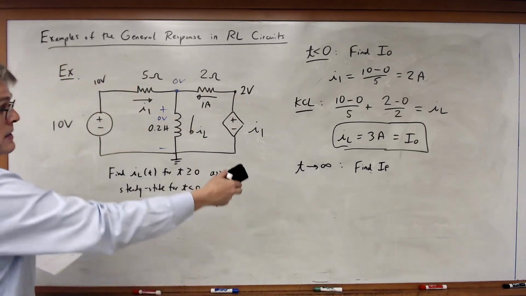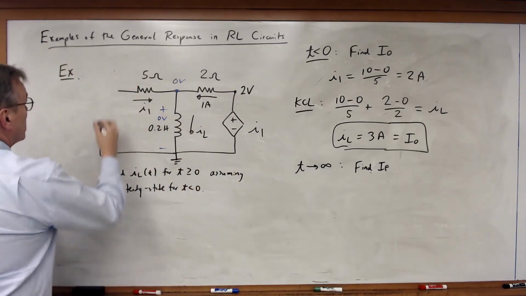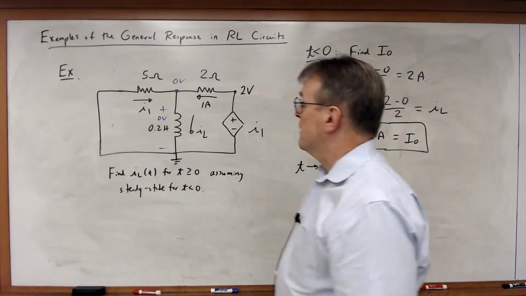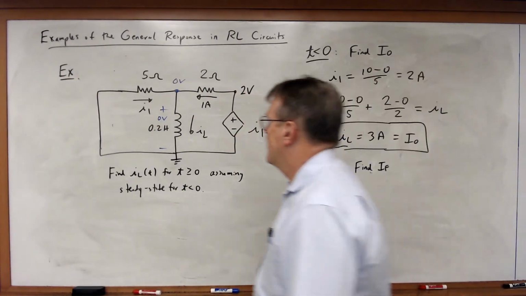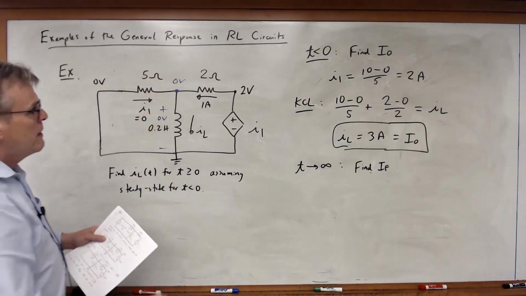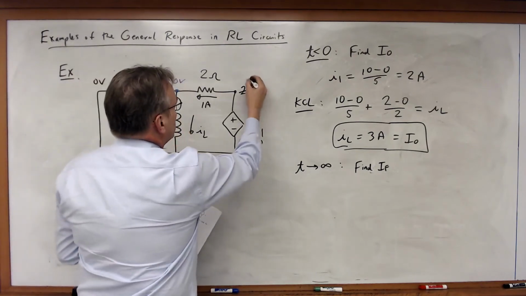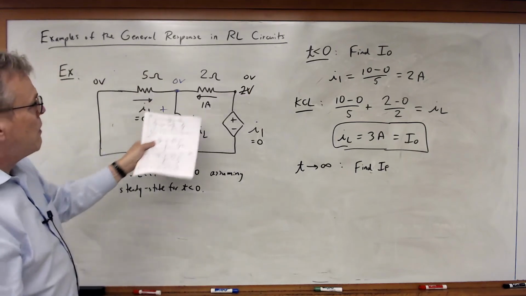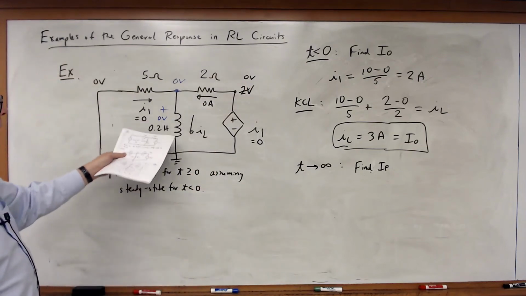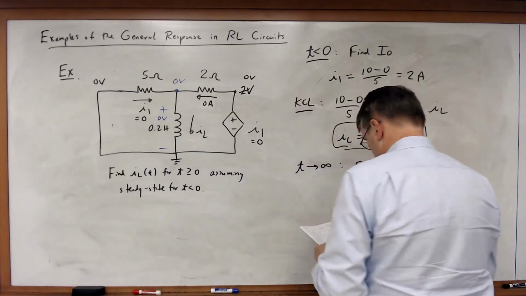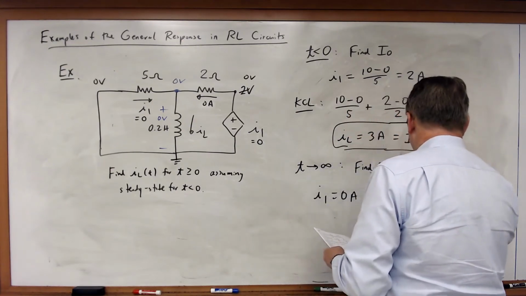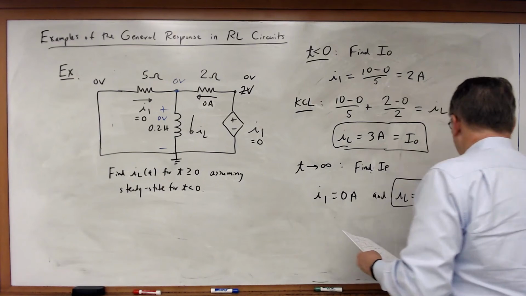So for t greater than 0, this 10-volt source becomes a wire. It goes to 0 volts. So now what do I have? I've still got 0 volts here. Looking at this, if I've got 0 volts here and 0 volts here, then I1 must be equal to 0. That means this must be equal to 0. I've got 0 amps here because I have 0 minus 0 divided by 2, and therefore IL is equal to 0. And that's my final value.